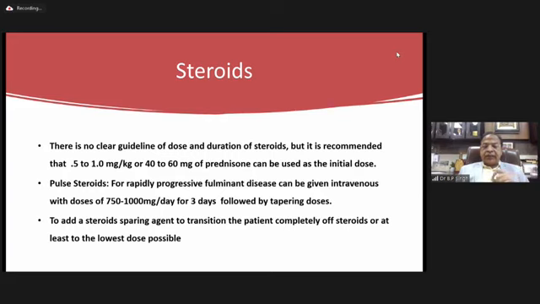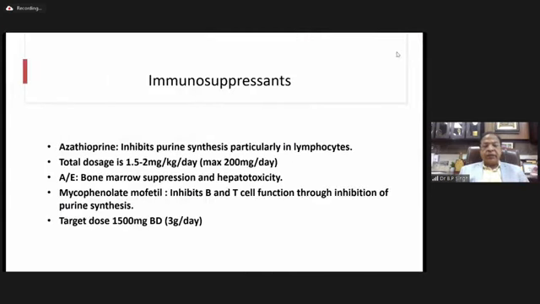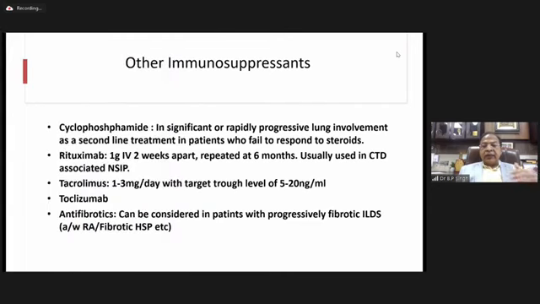To add a steroid-sparing agent to transition the patient completely off steroids, at least to the lowest dose possible, you may add other immunosuppressants like azathioprine in the dose of 1.5 to 2 milligram per kg per day, maximum 200 milligram per day, and mycophenolate mofetil, which inhibits the B and T cell function through the inhibition of the purine synthesis. The target dose is 2 to 3 gram per day maximum for the therapy. Other immunosuppressants have also been tried, like cyclophosphamide, rituximab, tacrolimus, and tocilizumab.